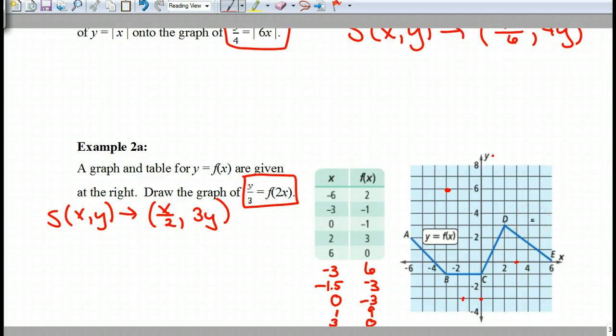If I could draw it really nice and straight, but I'm not going to be able to with this particular device, but you can kind of see. So what happened to the horizontal scale? It smushed, and what happened to the vertical scale? Stretched it. So that's one of those cases where you have both going on.